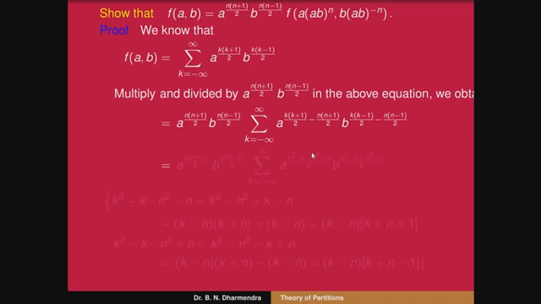So we can simplify the terms with a simple manipulation. That is a to the power of n into (n plus 1)/2, into b to the power of n into (n minus 1)/2, summation k running from minus infinity to plus infinity, a to the power of (k square plus k), and to remove the terms here, minus (n square minus n)/2, into b to the power of (k square minus k), here minus (n square minus n)/2.